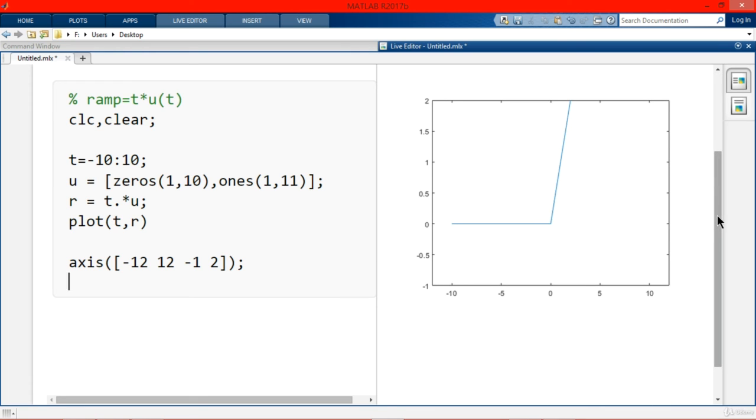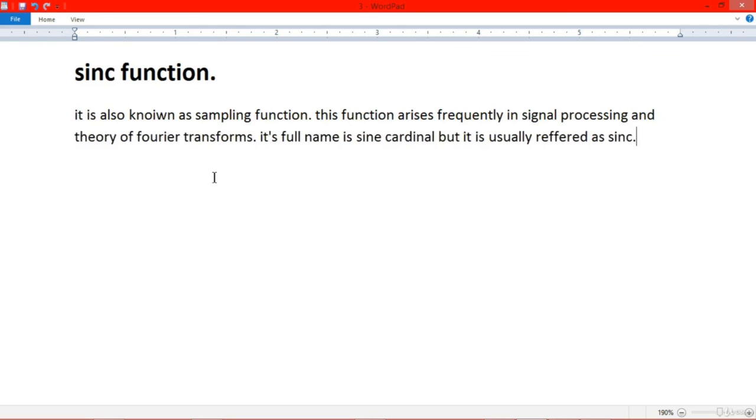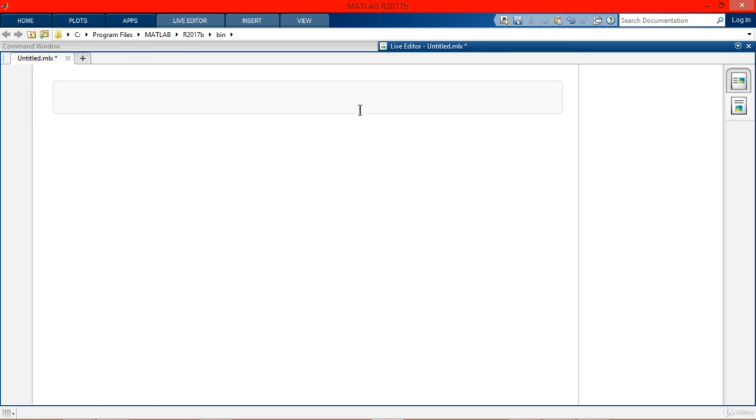Now let's talk about the sinc function, which is also known as the sampling function. This function arises frequently in signal processing and the theory of Fourier transforms. Its full name is sine cardinal, but it is usually referred to as the sinc function. Let's see how it is plotted on MATLAB.